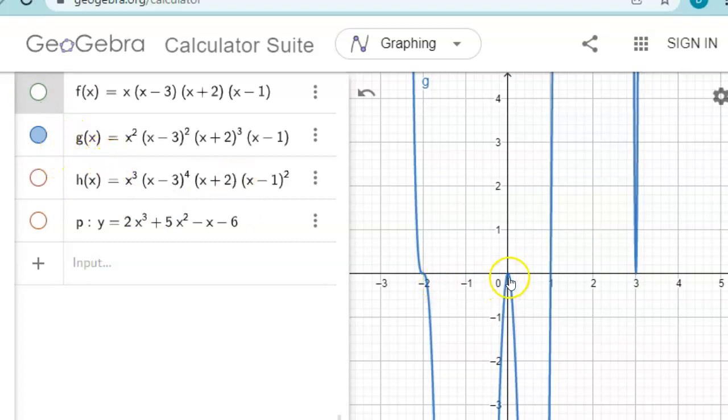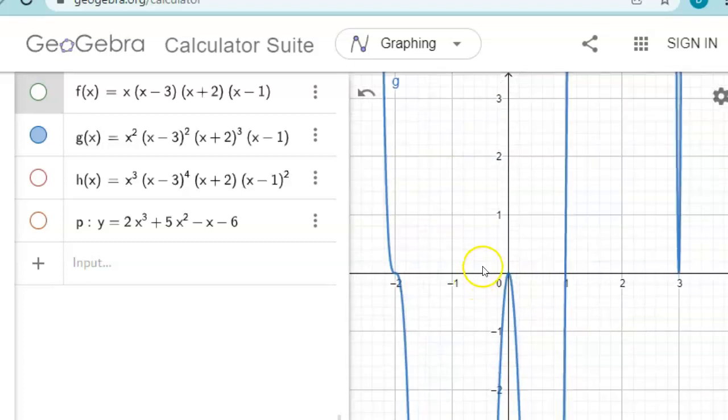You notice here at 0, it bounces there. So if it has a multiplicity of 2, it bounces off the x-axis. If you notice this negative 2, it has a multiplicity of 3.